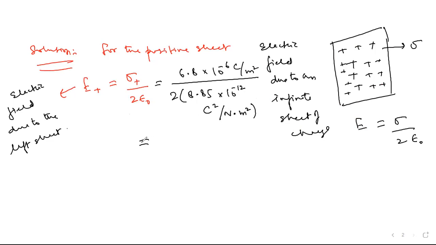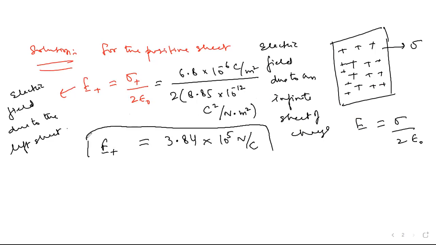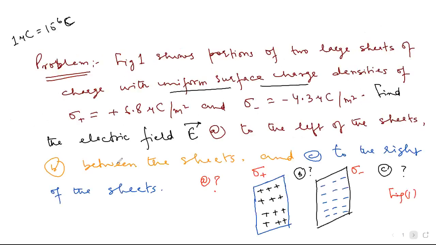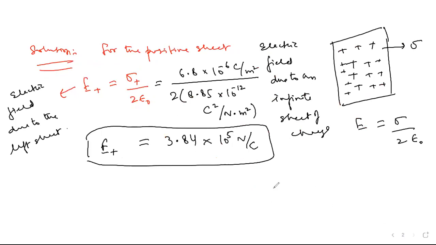When we do the calculation, it turns out to be 3.84 into 10 raised to the power 5 newton per coulomb. So the electric field due to the positively charged sheet, or left sheet in the figure, has magnitude 3.84 into 10 raised to the power 5 newton per coulomb.